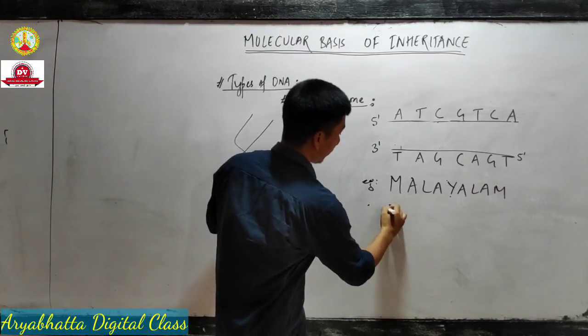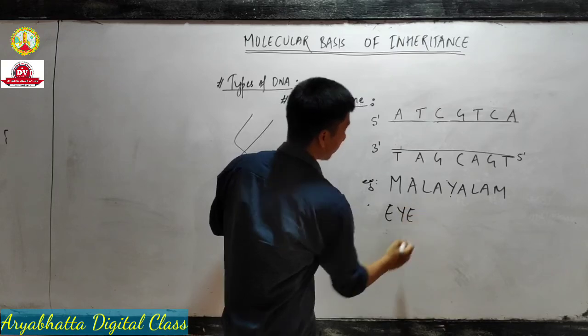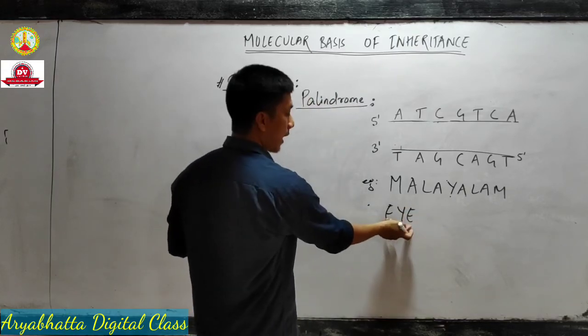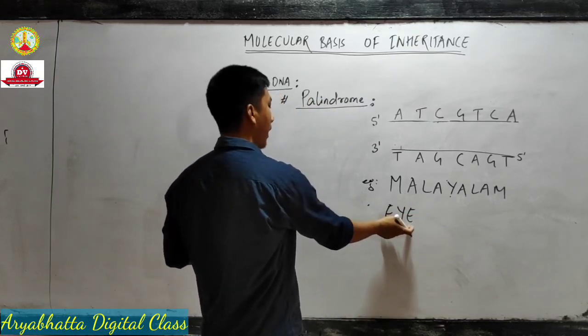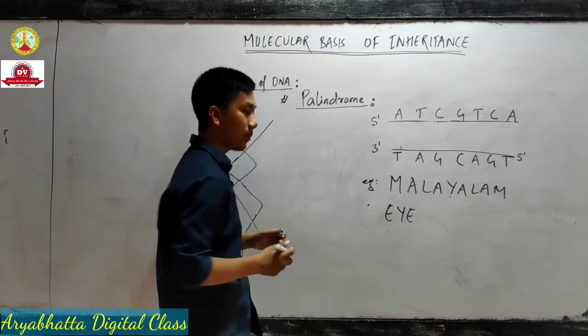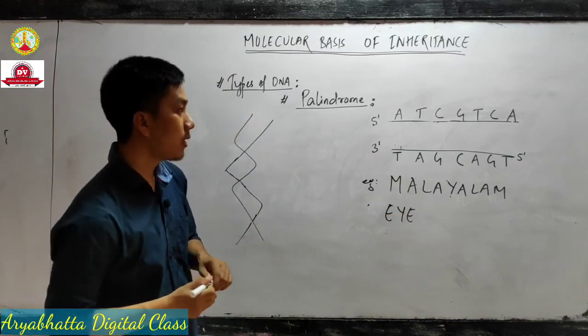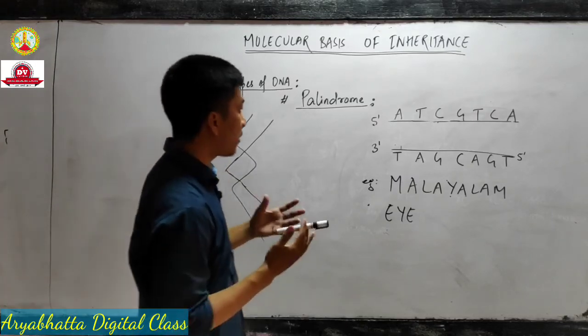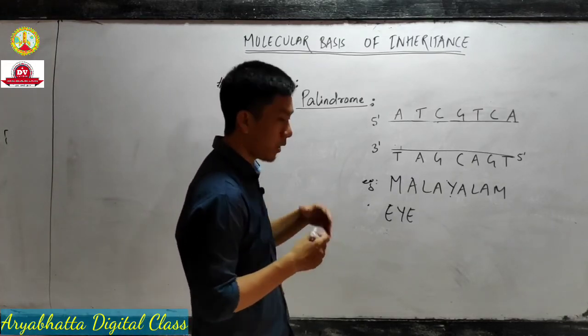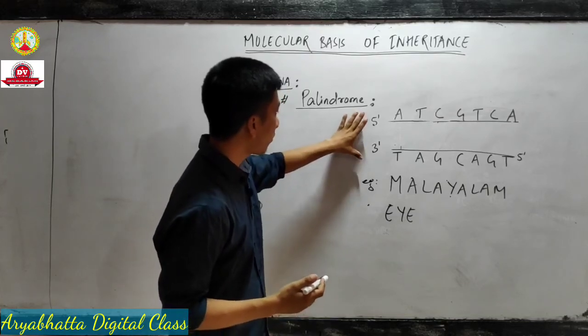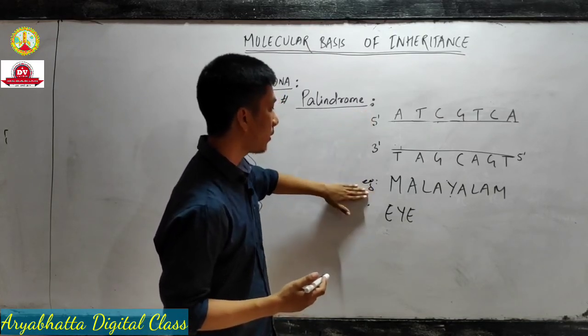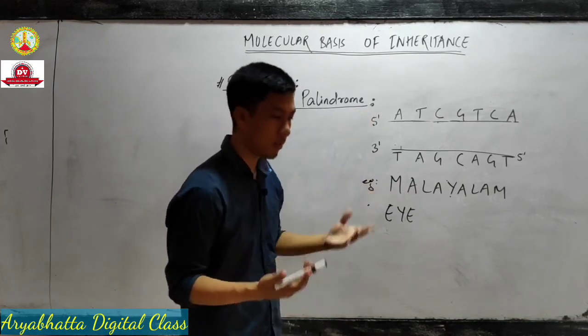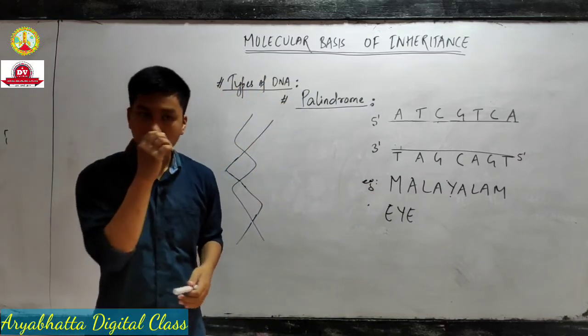Or again, take the example of I: E-Y-E, I. If you read from that direction it is I, and from the other direction also it becomes I. So there are no changes. This is a palindrome sequence. I hope you understood. In the exam, you can show this example and Malayalam also, but you need to write the sentence.